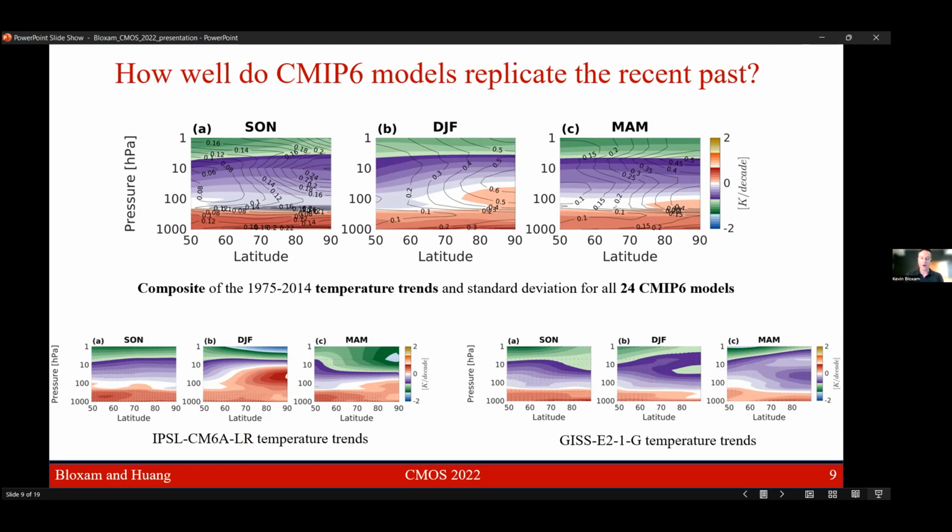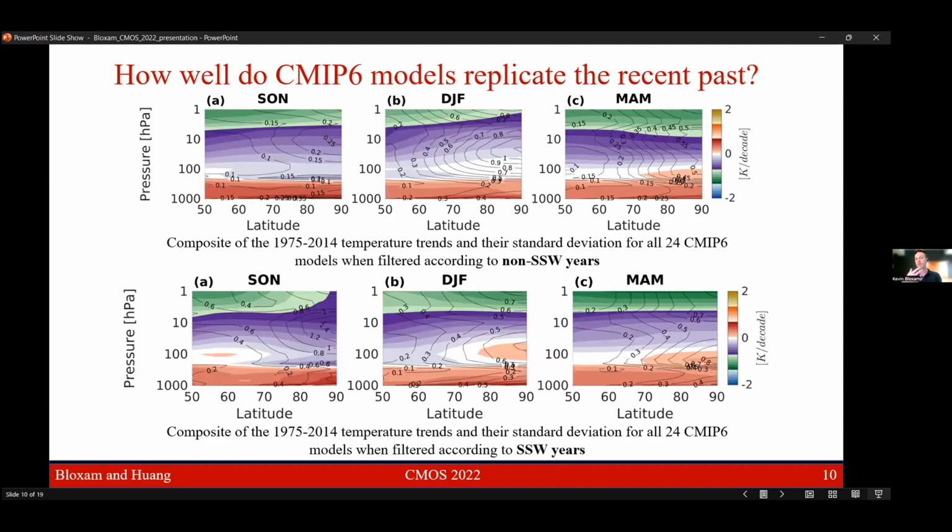As we established with our previous work, SSWs appear to be driving the trends. So what happens if we filter the 1975 to 2014 period of the CMIP6 models according to those years with SSWs and those without? On the top here are the years without SSWs. We can see that heating feature has disappeared, but again, we see such a large degree of variability. Here on the bottom are the SSW-only years, and that heating feature is back, but it's not as strong in magnitude as I would have expected. And again, of course, we have a high degree of variability.